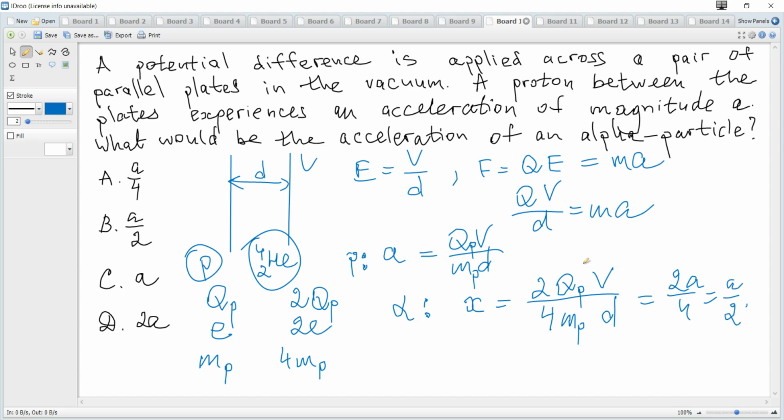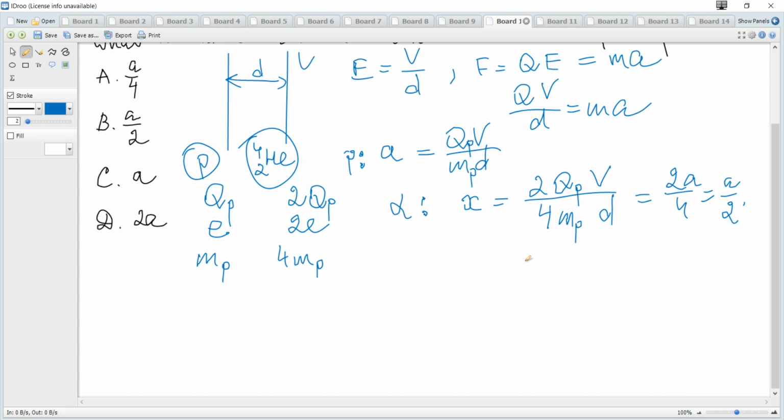Or you may just deduce, you can see that it's directly proportional to q, to charge. So if the charge is 2 times larger, the answer becomes 2 times larger, and it's inversely proportional to mass, 4 times larger, so the answer becomes 4 times smaller, and hence the answer changes by a factor 2 over 4 or a half.